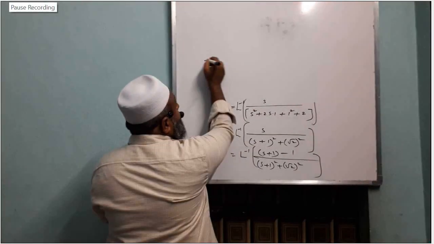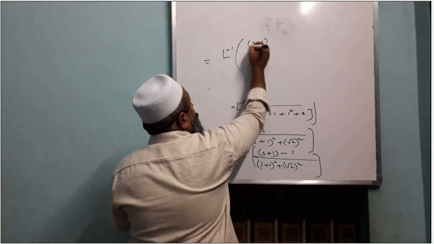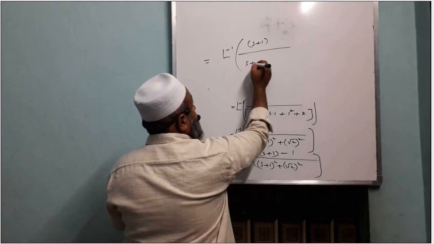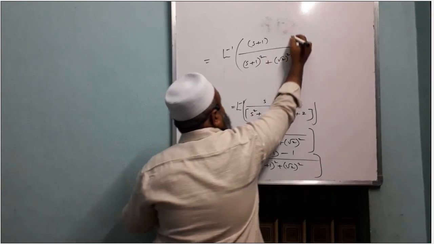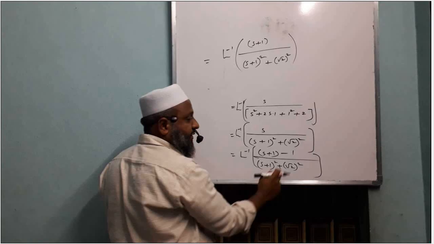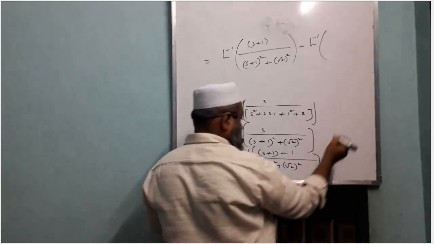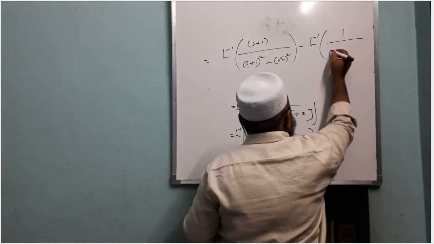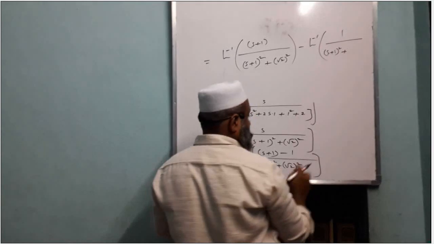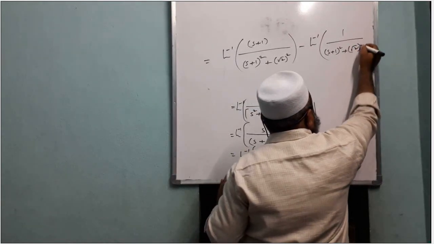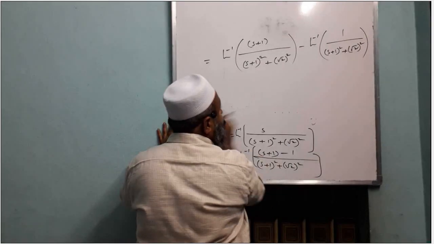Now you see that it is L inverse of (s plus 1) by ((s plus 1) whole square plus root 2 square), this is one part separated, minus L inverse of 1 by ((s plus 1) whole square plus root 2 square). Now let us have a recall of the previously learned concept.